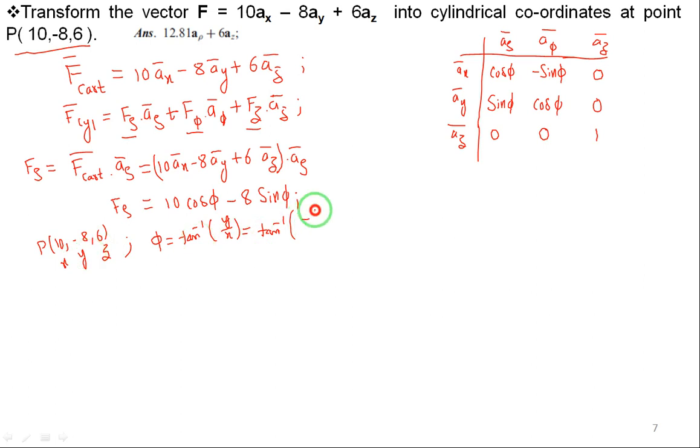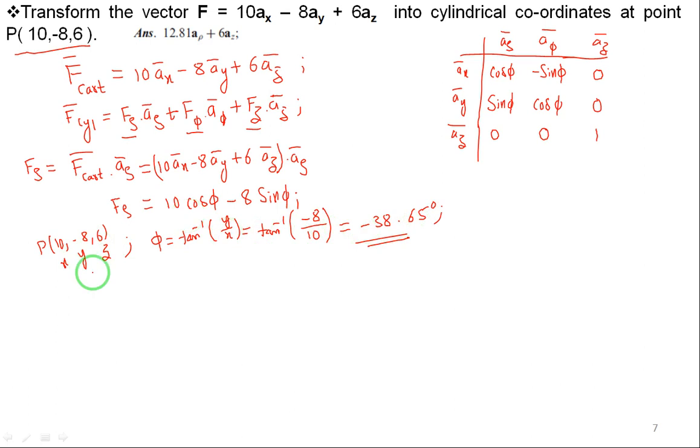Tan inverse of minus 8 divided by 10. So I will calculate here. You also calculate tan inverse of minus 8 divided by 10. It turns out to be minus 38.65. Yes, it is correct. It is coming in the fourth quadrant, right? The angle is also correct, whatever we have calculated: minus 38.65 degrees.